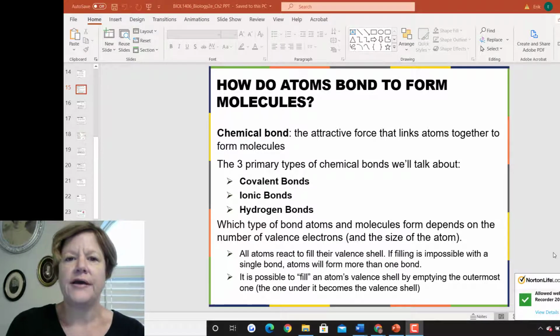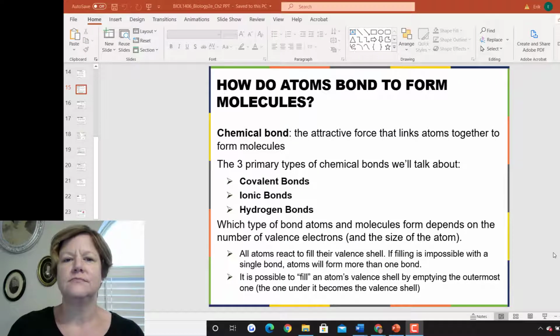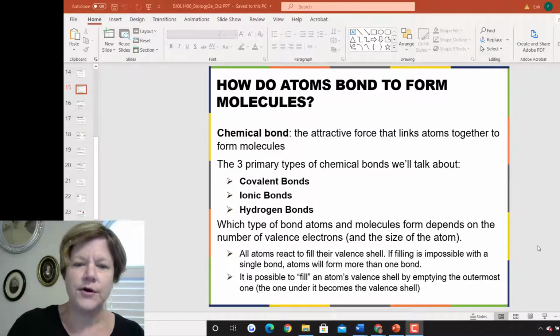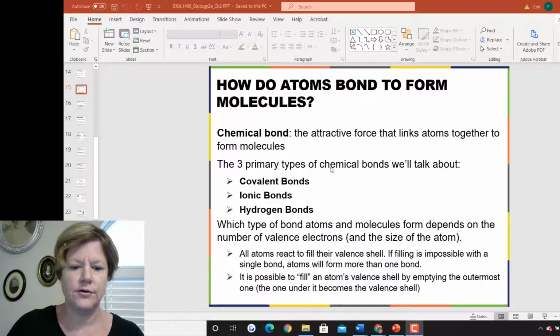Okay, so how do atoms bond, or what does it mean when more than one atom bonds together to form molecules? There are three types of bonds: covalent bonds, ionic bonds, hydrogen bonds. Covalent bonds and ionic bonds are bonds that occur between atoms.